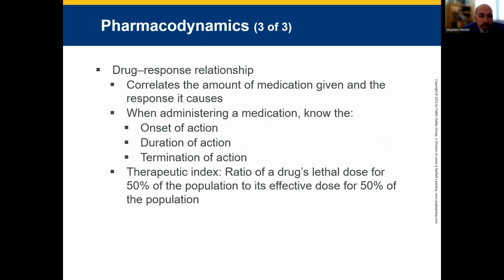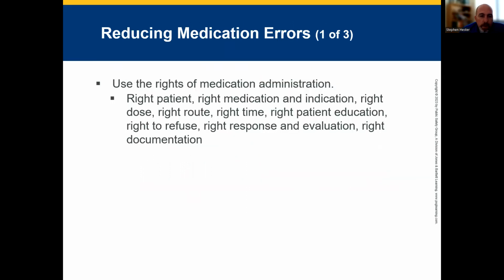The drug response relationship correlates the amount of medication given with the response it causes, like the onset of action, the duration of action, and the termination of action. All right, so please make sure that when you're given a medication, you know this paragraph right here. You need to know the rights of medication administration. If you don't, you don't need to be administering that drug. Please remember that patients do have the right to refuse if they don't want to be given it, but you need to make sure you have the right documentation of that refusal.